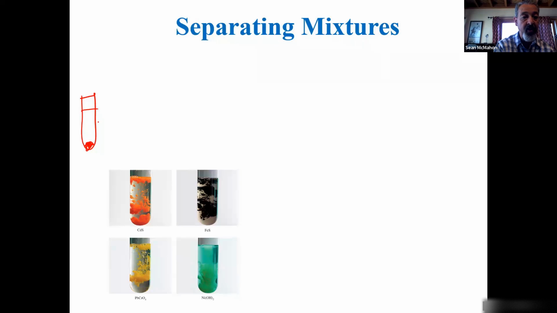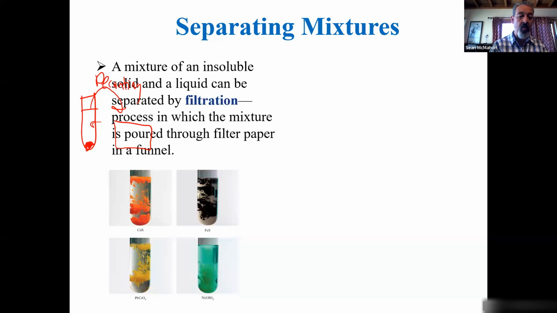That's typically referred to as your precipitate. And then the fluid above that could easily be separated because now this precipitate is stuck to the test tube, and this could be poured off into another container. This liquid above is called the supernatant, and you can separate it by what's referred to as decanting. That's another technique.